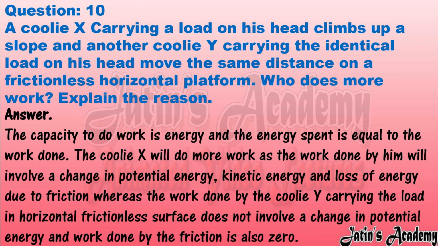Answer. The capacity to do work is energy and the energy spent is equal to the work done. The coolie, X will do more work as the work done by him will involve a change in potential energy, kinetic energy and loss of energy due to friction, whereas the work done by the coolie, Y carrying the load on a horizontal frictionless surface does not involve a change in potential energy and work done by the friction is also zero.